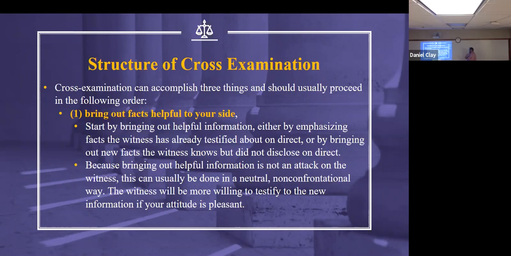Now, because bringing out helpful information is not an attack on the witness, that's kind of what we strive for, right? So we don't want to attack the witness. We want to be neutral, non-confrontational, and almost establish a rapport with the witness, right? If I can establish some kind of connection with this witness, maybe we both have on the same tie or something, right? And I'll get up and I'll make a joke.